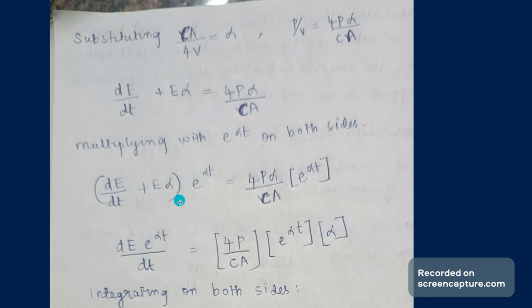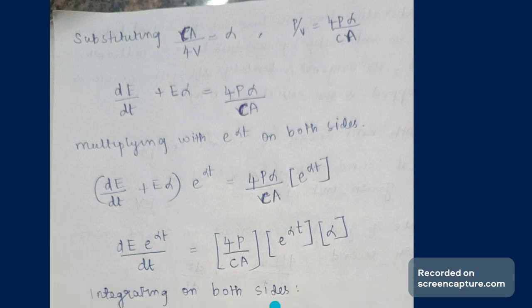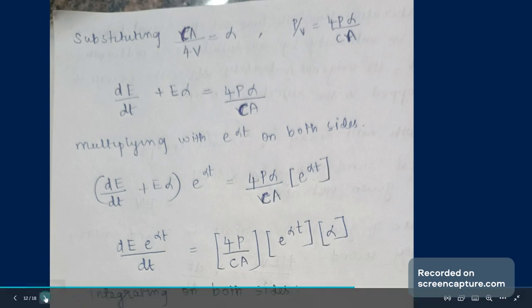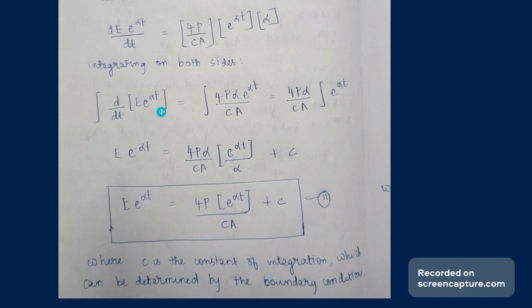So this left side becomes d by dt of E e power alpha t, equal to 4P alpha by CA e power alpha t. We are going to integrate this term on both sides. Integrating the left side will give the same term, E into e power alpha t. On the right side, the constant term 4P alpha by CA can be taken out, and the integral of e power alpha t is e power alpha t divided by alpha, plus one constant of integration.